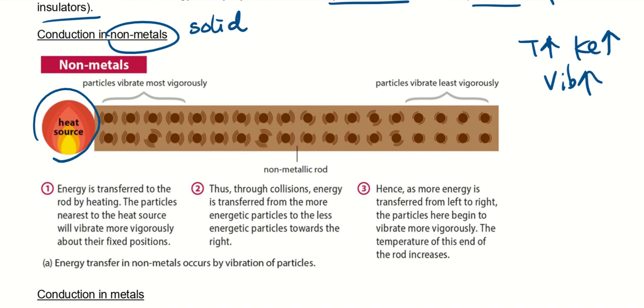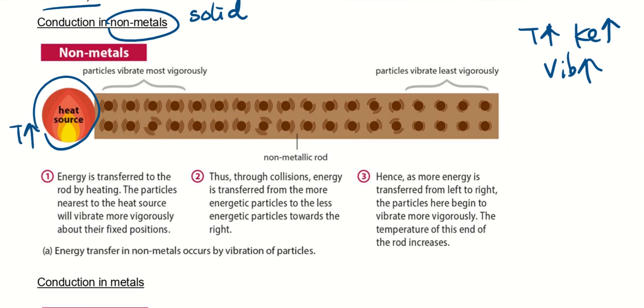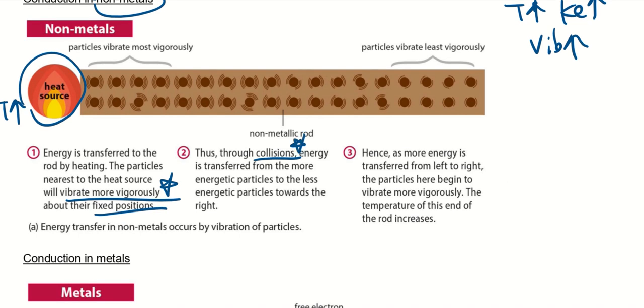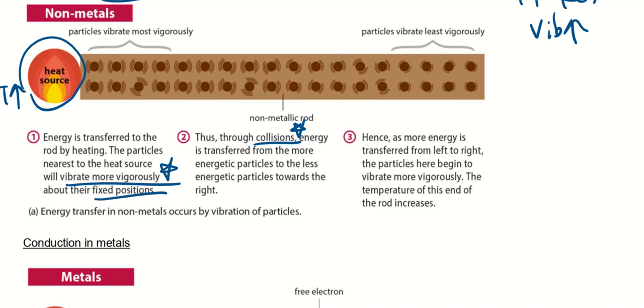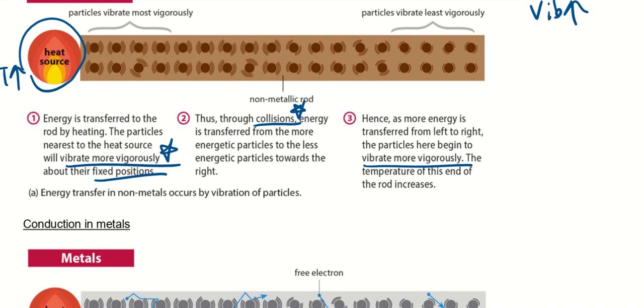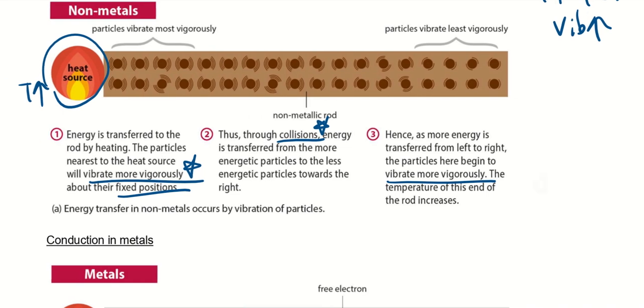Now, this is the heat source. So when temperature increases, the particles nearest to the heat source will vibrate more vigorously. This is a key term you need to use, about their fixed position. Through collision, this is also an important term. The energy is transferred from the more energetic particles to the less energetic particles. Therefore, as more energy is transferred from left to right, particles here also begin to vibrate more vigorously. So notice the words vibrate more vigorously, collisions are continuously being used in this explanation. So this is how we explain how conduction happens.